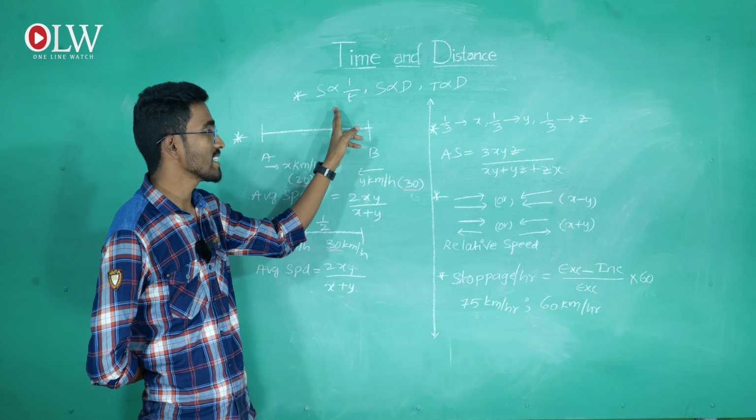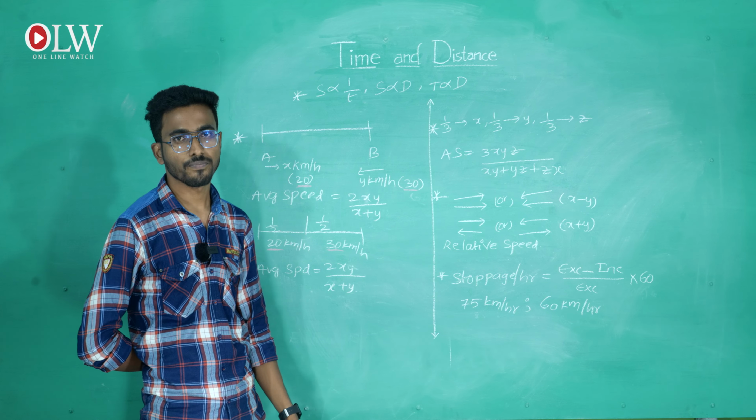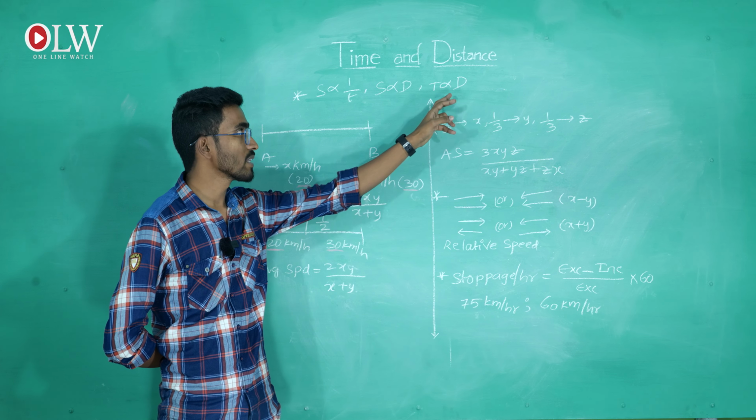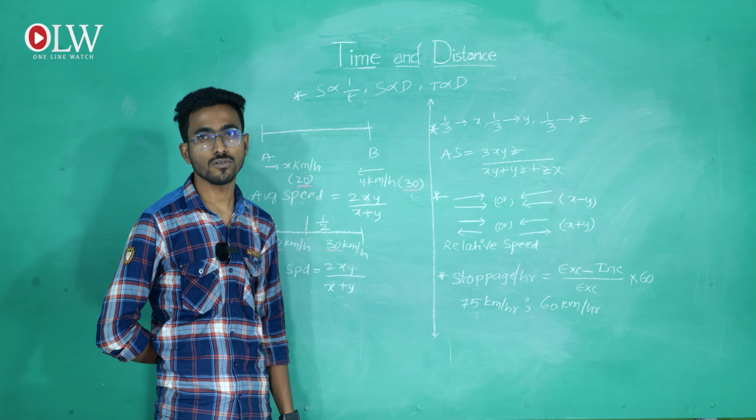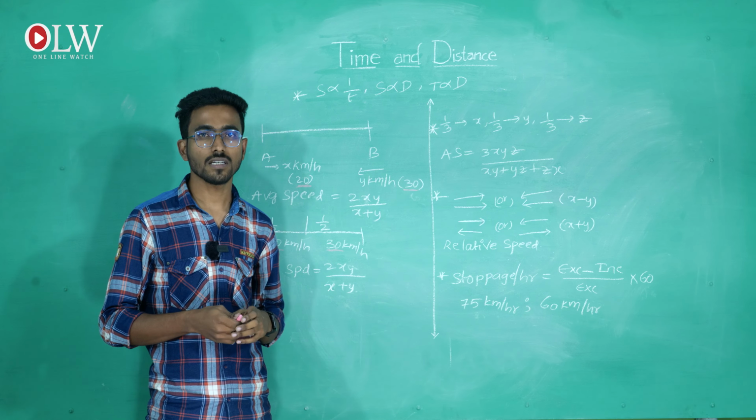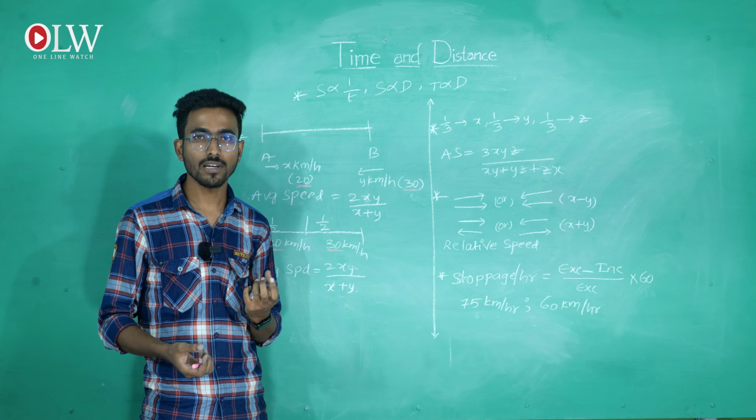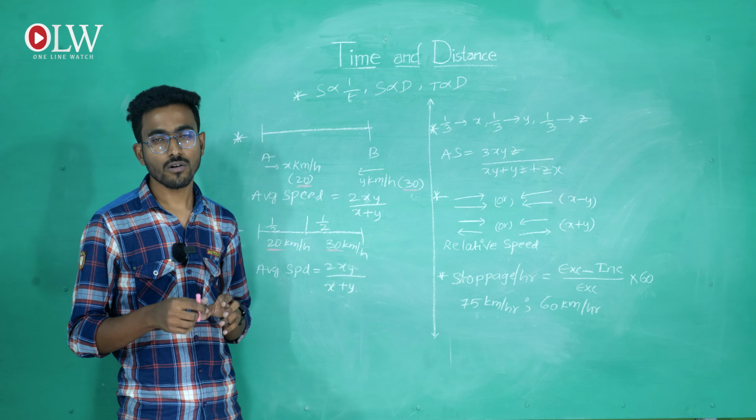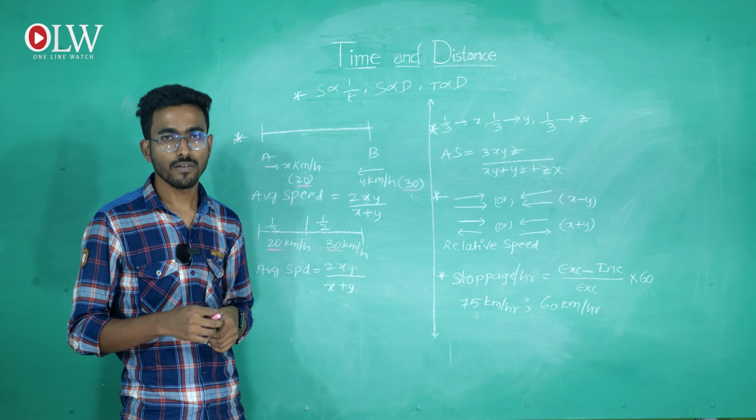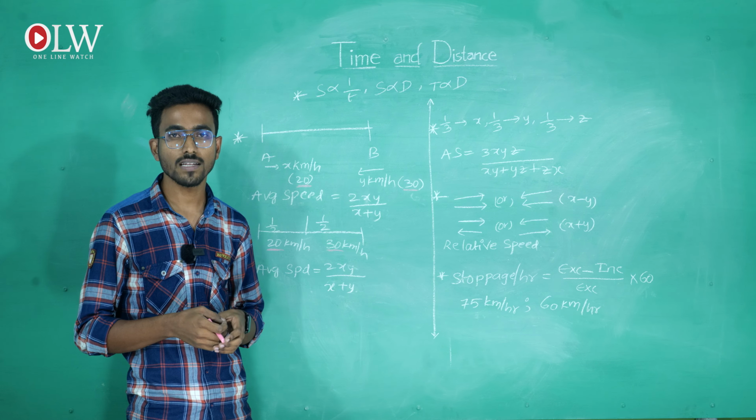Here, if distance is constant, the relative speed is inversely proportional to time. If time is constant, speed is directly proportional to distance. If speed is constant, time is directly proportional to distance. See this, speed is inversely proportional to time. That means if you increase your speed, the time will reduce. If you decrease your speed, the time will increase. That means if you are going at 30 kilometers per hour, it will take much more time. If you are going at 50 kilometers per hour, the time will reduce because you are going at more speed.